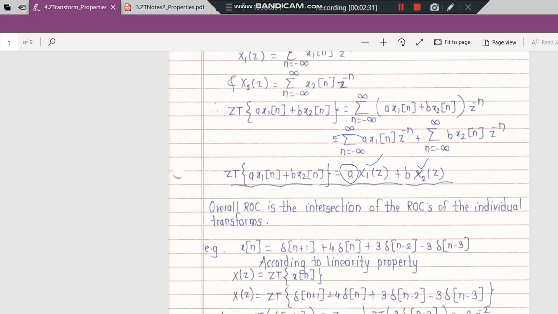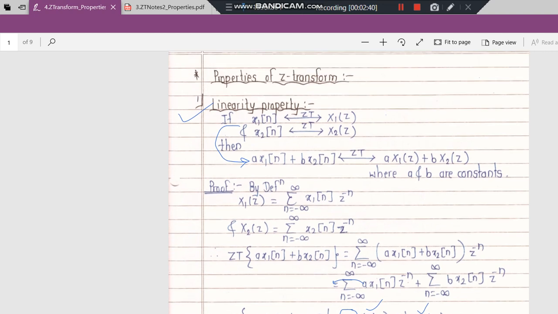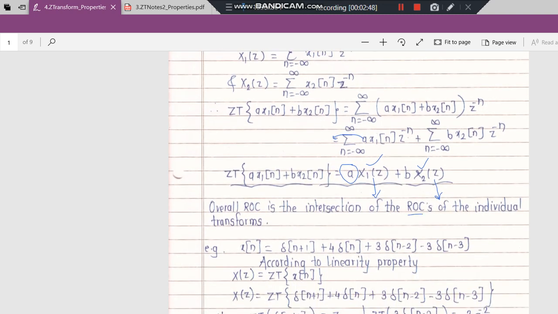It is important to note that x1 of z will have its own ROC and x2 of z will have its own ROC. So what will be the ROC of the combination of these two sequences? To find out the ROC of the combined sequence, the rule is that the ROC will be the intersection of the individual transforms. Whatever is the ROC of the first signal, the intersection of this ROC with the ROC of the second signal will give you the ROC of the combined signal. So whenever you find the ROC of the combined signal, we have to take the intersection of the individual ROCs. This thing you have to remember.